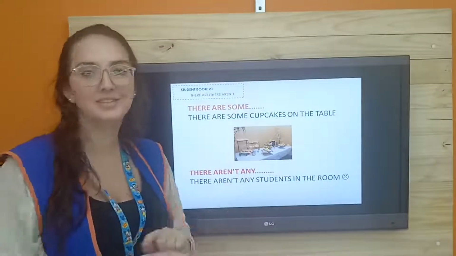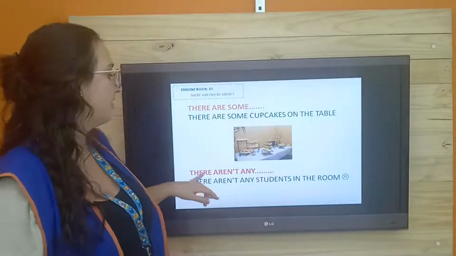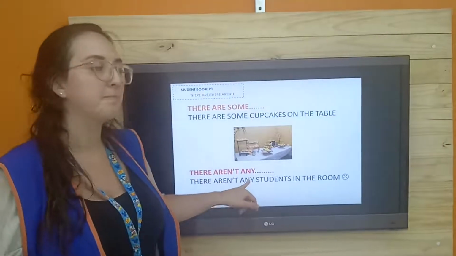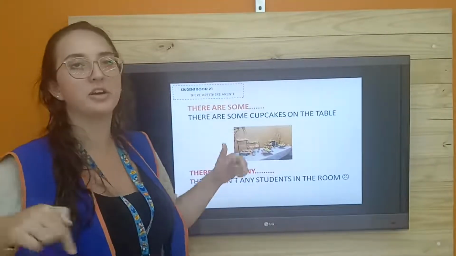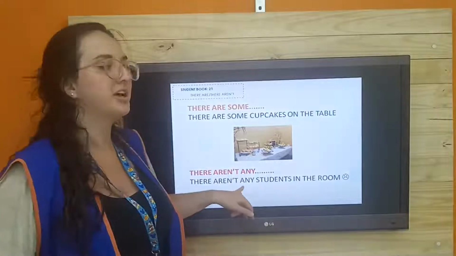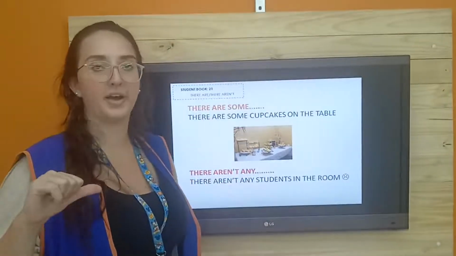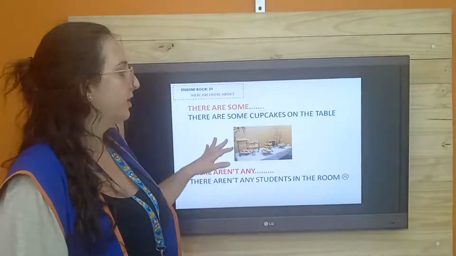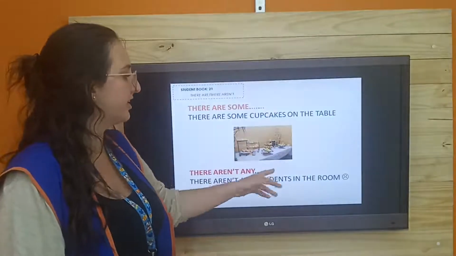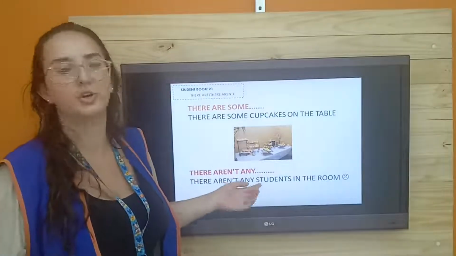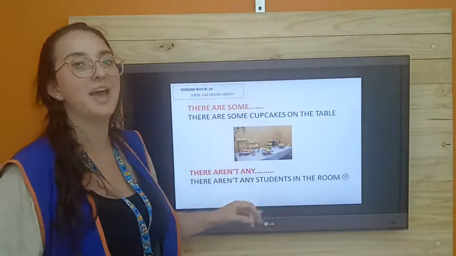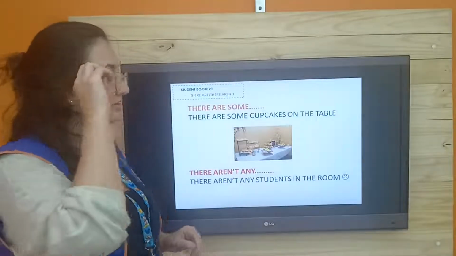But if you can't see anything, 0, we say there aren't any. For example, right now here in this classroom, there aren't any students in the room, okay? 0 students. For example, here in this picture, can you see any apples? No, so there aren't any apples. More than one, okay? It's the plural.